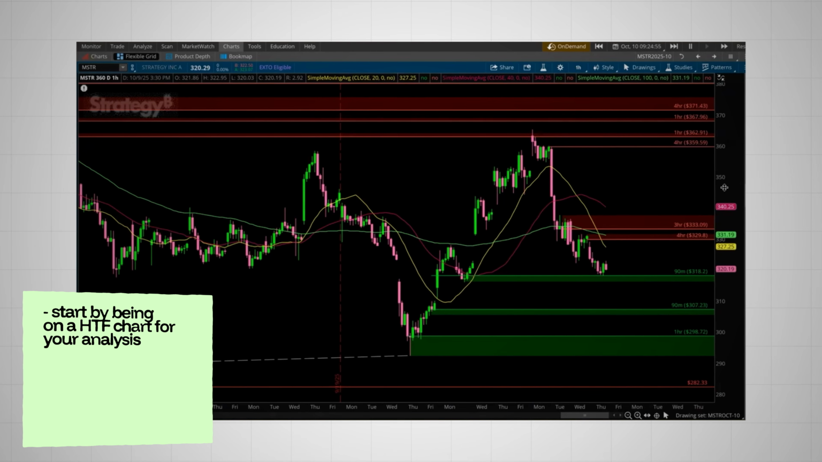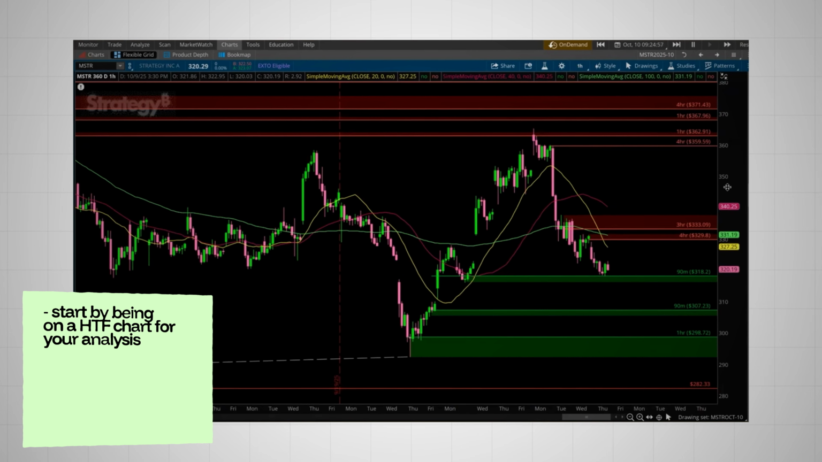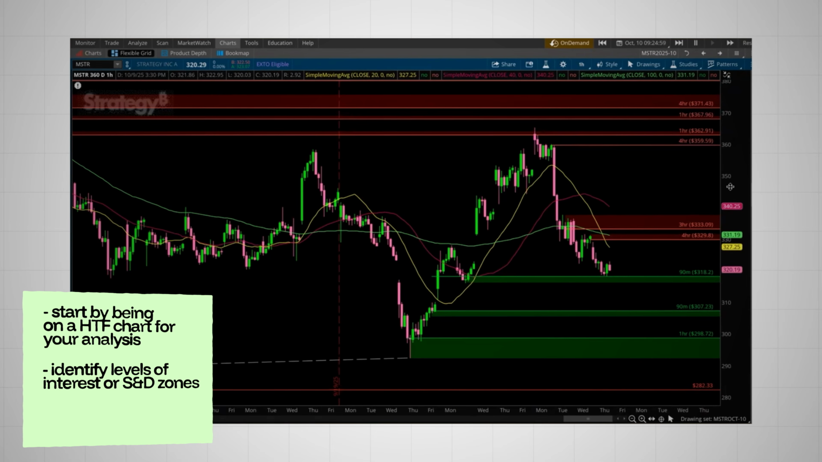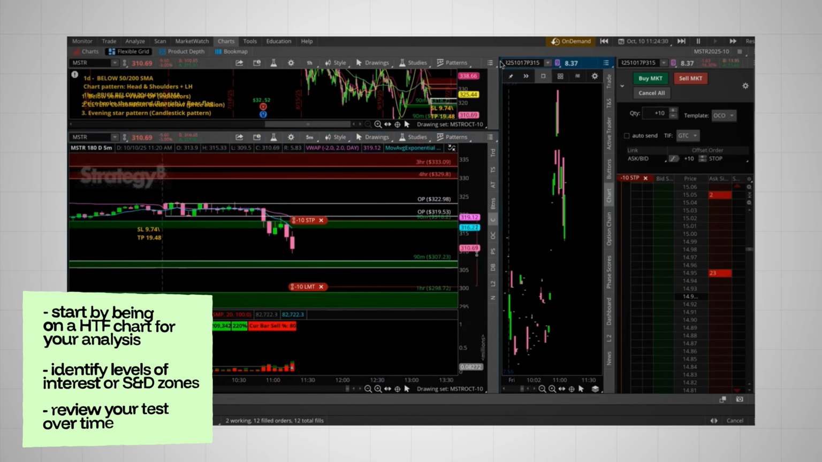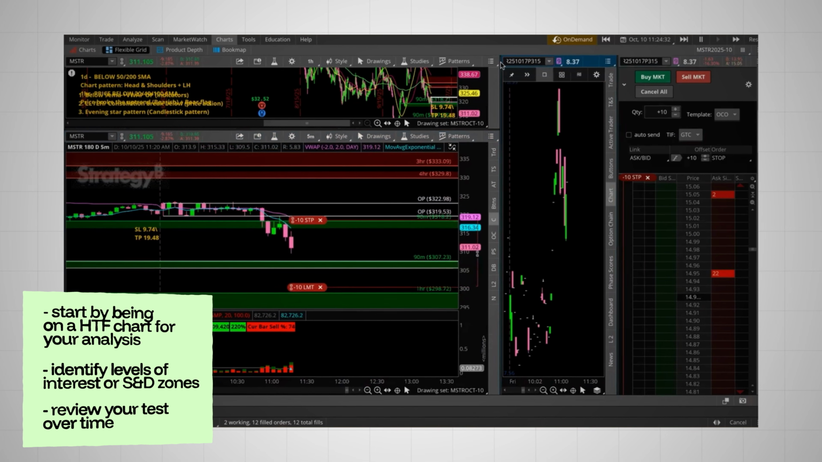For swing trading, you also want to replicate your swing trading routine and process as you would do it live. Start by being on the high time frame chart for your analysis, identify your levels of interest or supply and demand zones, and then the point of the backtest is to review how price tested your levels over time.